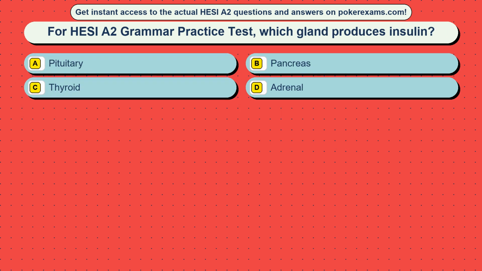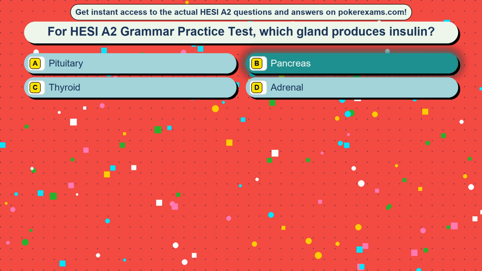Question 32. For HESI A2 grammar practice test, which gland produces insulin? Option A, pituitary. Option B, pancreas. Option C, thyroid. Option D, adrenal. The correct answer is option B, pancreas.